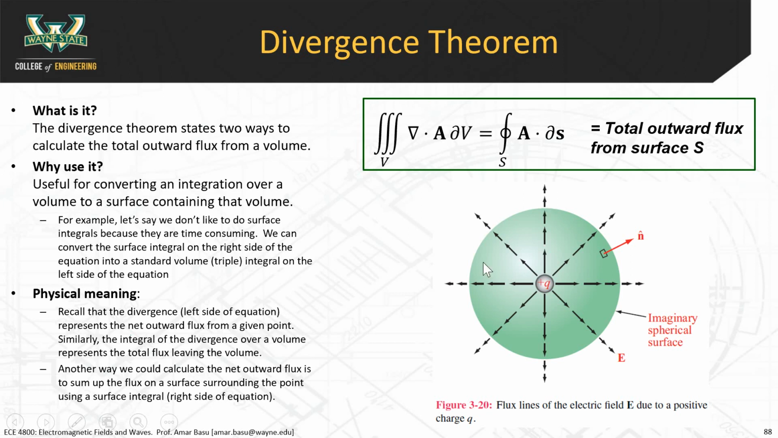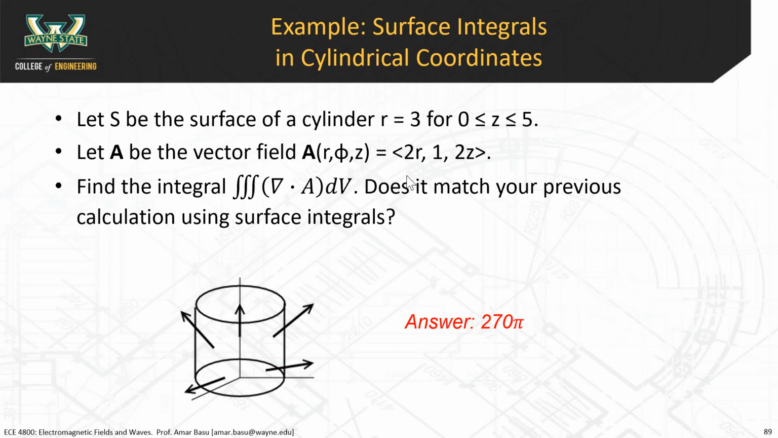So we take this example of a sphere, and the net outward flux from the sphere is the sum of all the arrows pointing out of the sphere. In this case, it's the electric field from a single point charge. Another way you can solve this problem is to take the integral of the divergence of the vector field, and that will also give you the net outward flux. We did an example of that in cylindrical coordinates, and we found that the net outward flux from the surface was 2 pi.